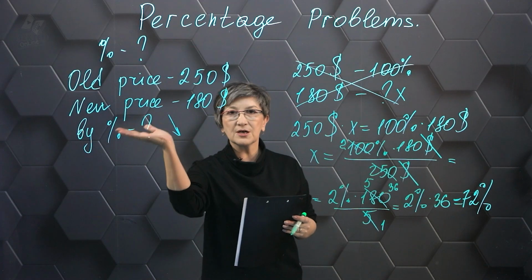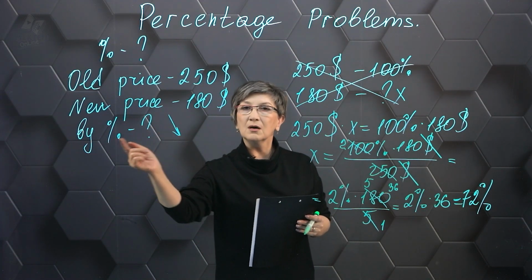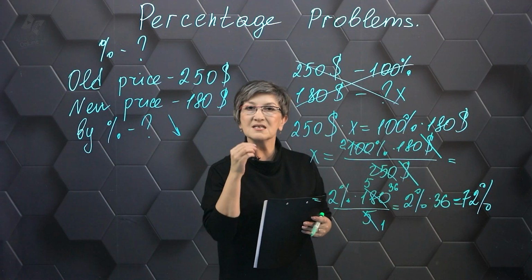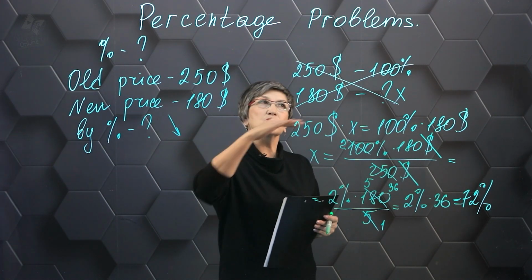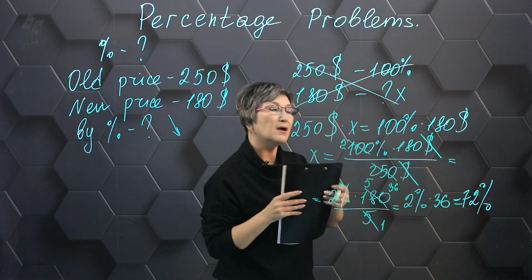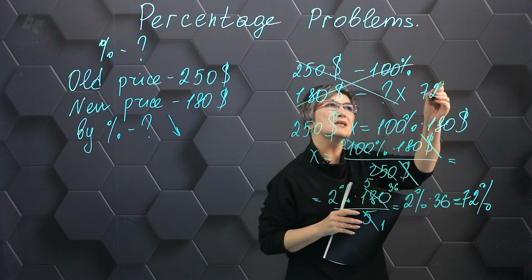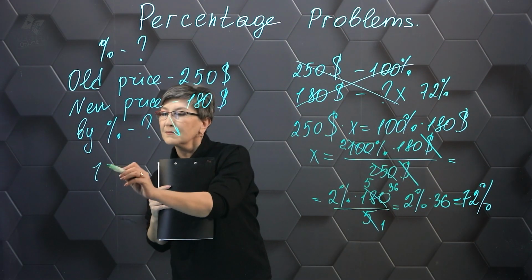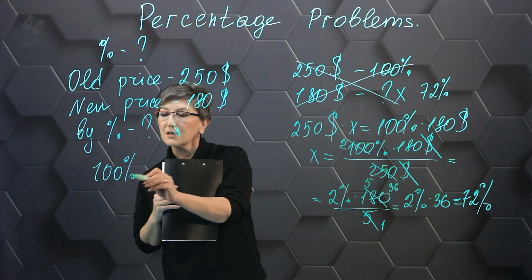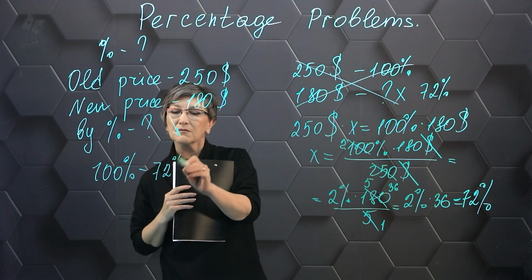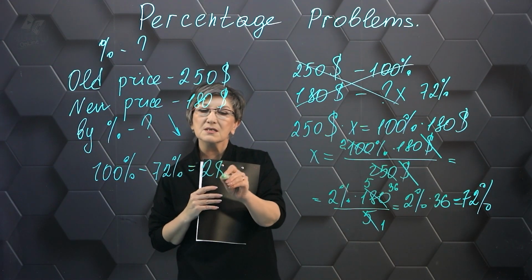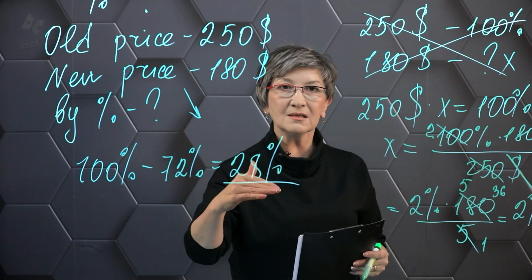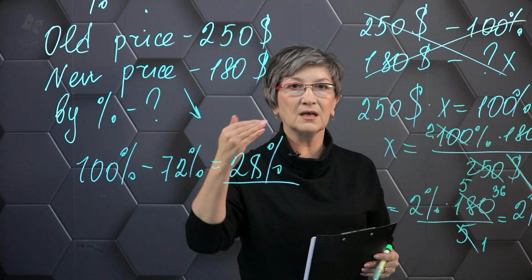But we always come back to our question. The question said how many percent the cost changed by. The cost was 100% and it became 72%. How much has it changed? That's easy to calculate. 100% minus 72% is 28%. So the value has changed by 28%. It has decreased by 28%.